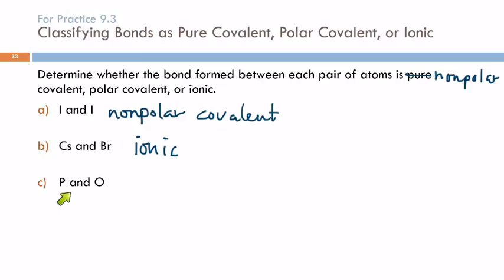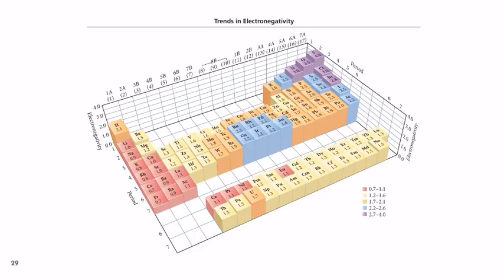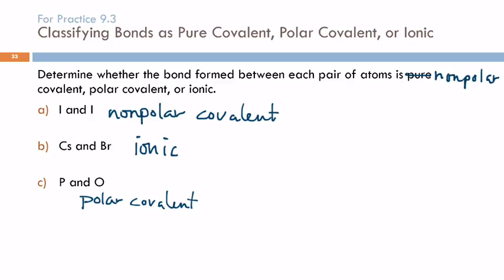How about phosphorus and oxygen? We would predict that that is polar covalent. Now let's go check and see if we're right on that. So here's phosphorus, and there's oxygen. And yeah, the difference there is more than 0.4. Any questions?